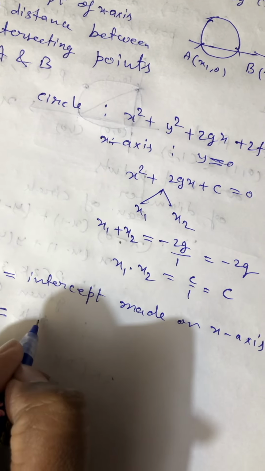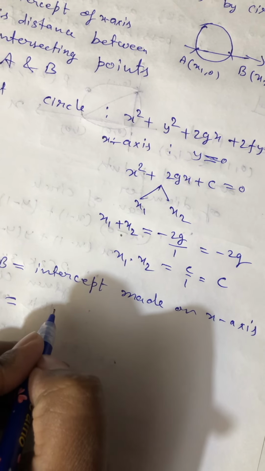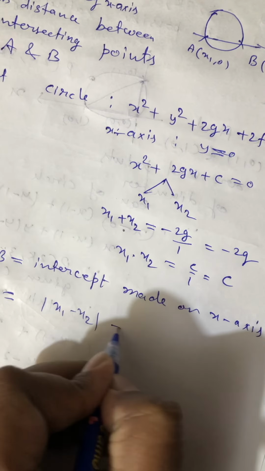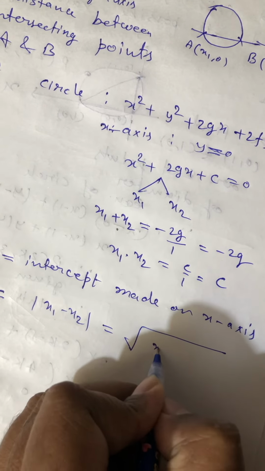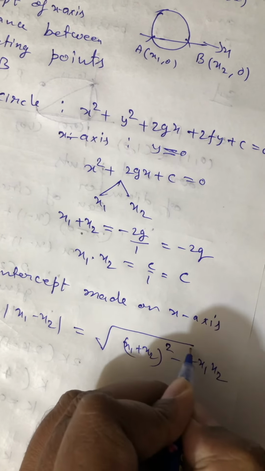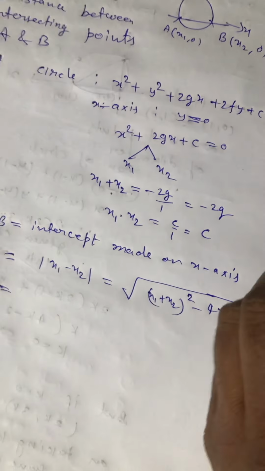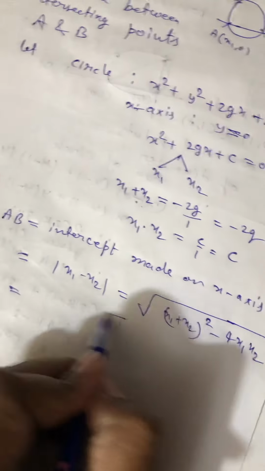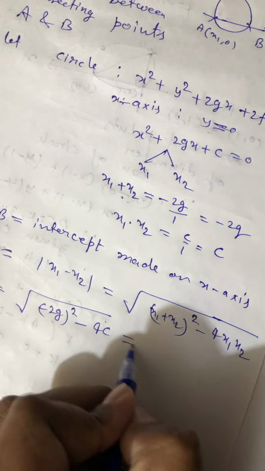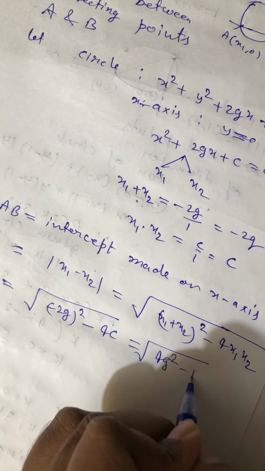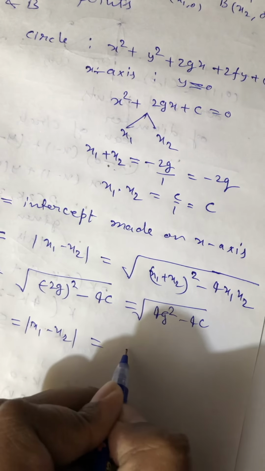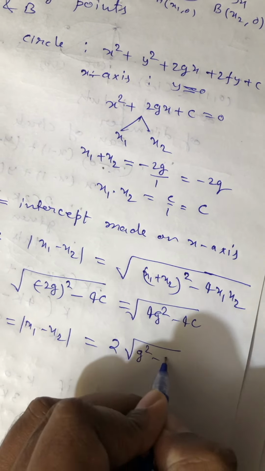By the distance formula, AB is mod of x1 minus x2, and we know that this is equal to the square root of (x1 plus x2) squared minus 4x1x2. We have already found that x1 plus x2 is minus 2g, so that is (minus 2g) squared minus 4c, which is 4g squared minus 4c. So AB, that is mod x1 minus x2, will be 2 under root g squared minus c.